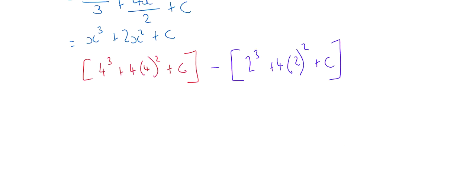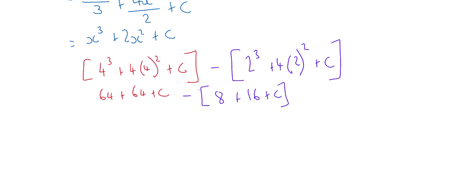So let's go up here. All right, so obviously 4 cubed, so 4 squared is 16 times 4 is 64. So I got 64 plus, oh, this is another 64 plus c. Then I've got minus, I'm going to put some brackets in here still, 8 plus 4 times 4, which is 16 plus c.